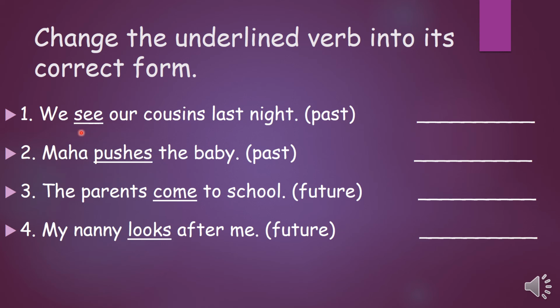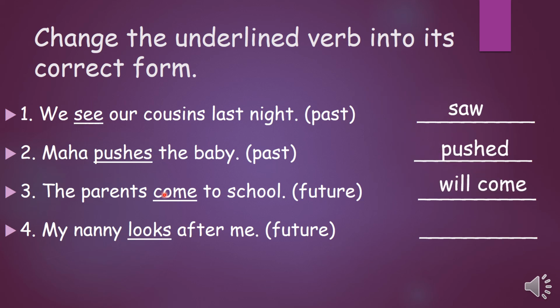Number 1. We see our cousins last night. The verb see is an irregular verb. To change it to the past, it will become saw. Number 2. Maha pushes the baby. We need to change the verb pushes to the past. We simply add ed. We do not need the S anymore because now it's in the past.